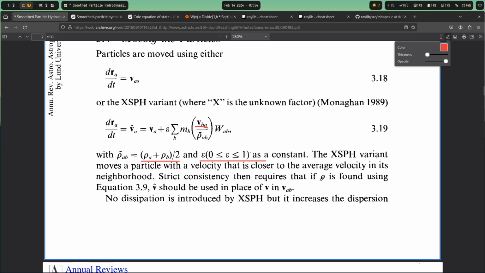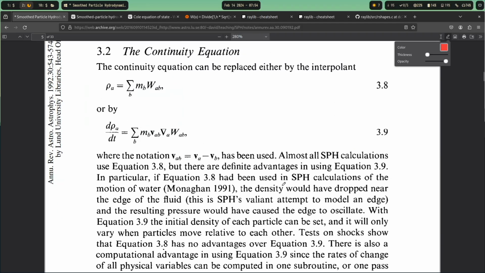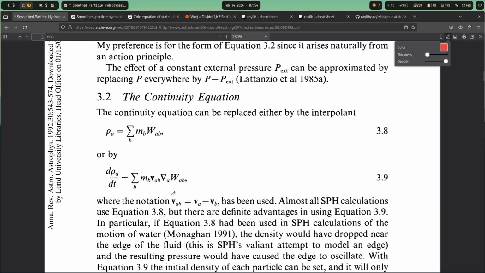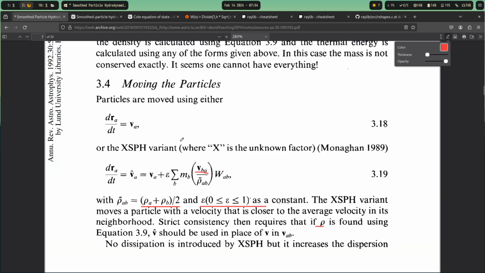Okay, and what is 3.9? Well, we did it like this, right? To get the... oh yeah, here it was VA minus VB, but yeah, we computed the density like that, not with whatever. So I guess the next step is to just get the velocities going.